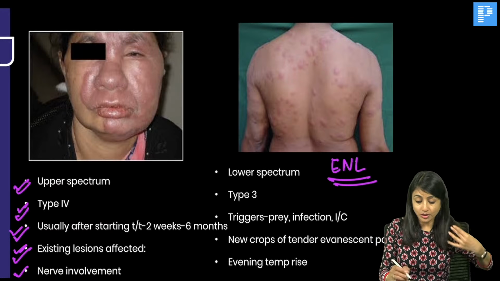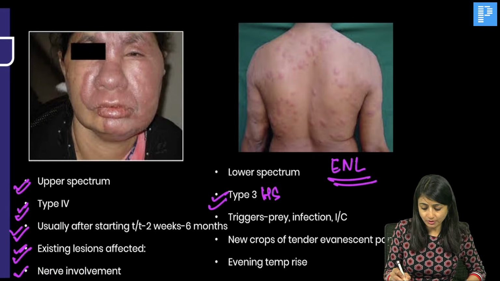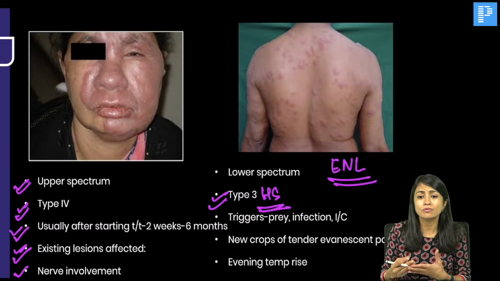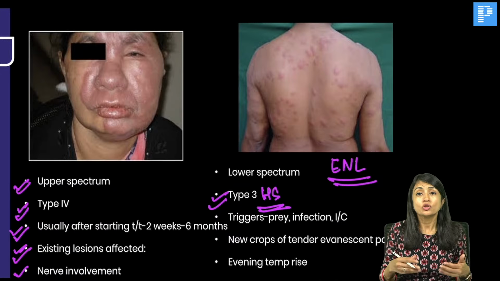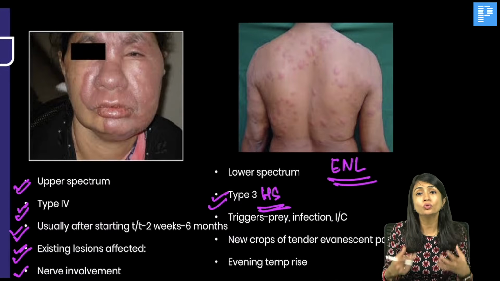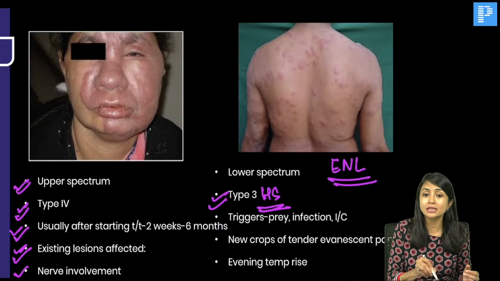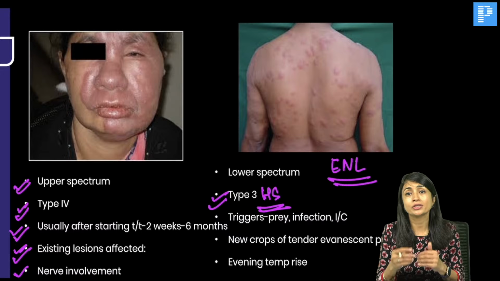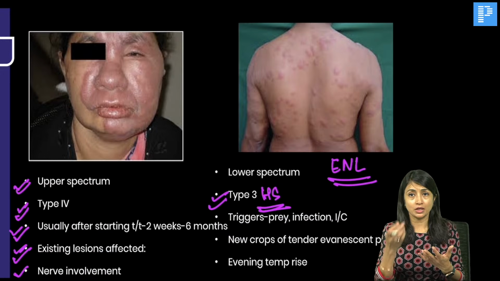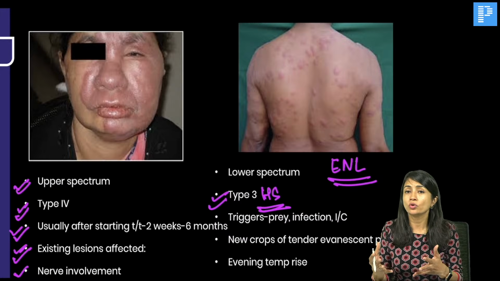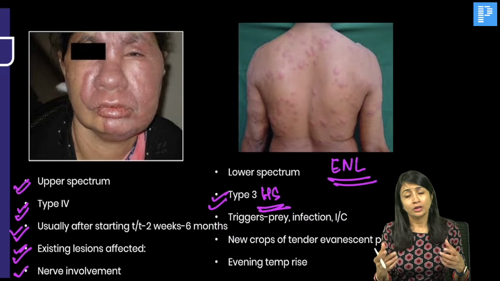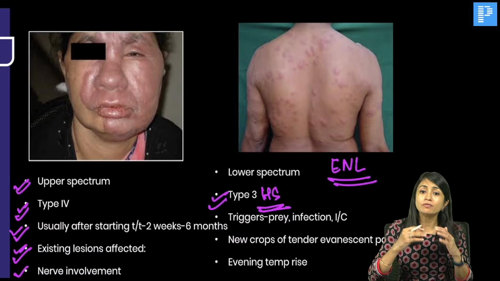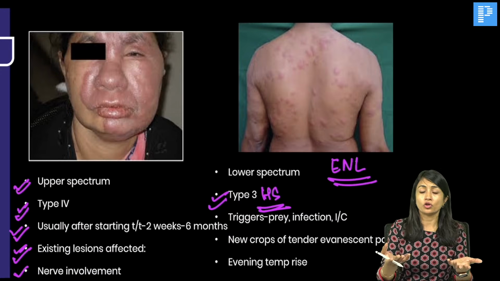Okay, no questions. So type 3 hypersensitivity reaction. Now here the triggers are some kind of stress, pregnancy, infection, stress per se. So that leads to development of new crops of lesions. Here my existing lesions were getting affected. In ENL, it is the new crops of lesions that happen with evening rise of temperature, usually seen on lower legs or on the body. New crops of lesions come every day with evening rise of temperature, subside with pigmentation, then again a new crop of lesions appears.